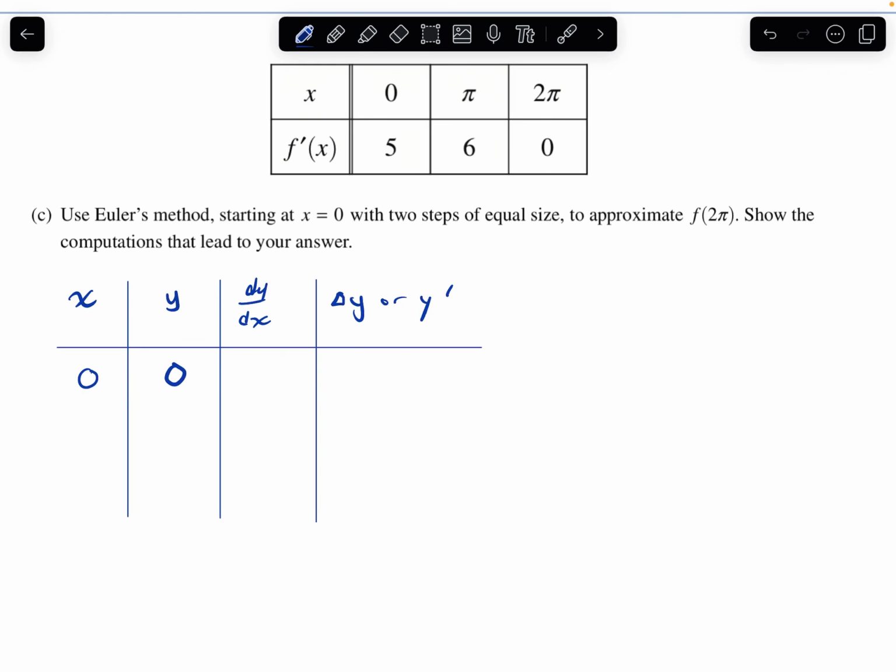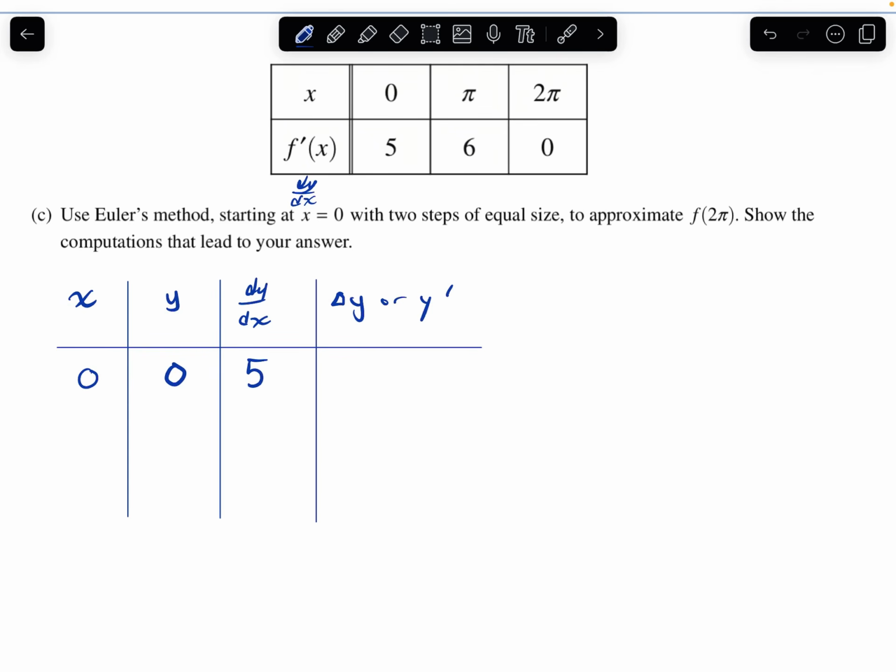That's the whole point of Euler's method. It's another way to try to approximate what our function f is doing based on what we know using the derivative. It's leveraging derivative information. So dy/dx, when x is equal to 0, we're told that f prime of x, this is our dy/dx, if you will, is equal to 5. So we have that value of 5.